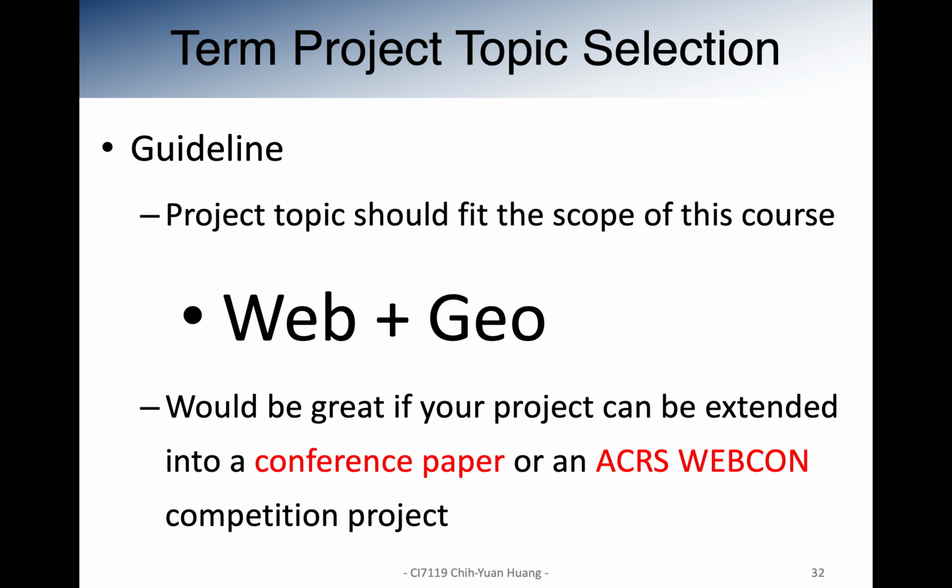Basically, I'm very flexible in terms of the project topic, as long as it has two components: the web component and the geospatial component. As long as it has these two components, I think it's a suitable project topic. In general, you need to have the web and also geo components. And it would be great if your project can be extended into a conference paper or an ACM webcom competition project.